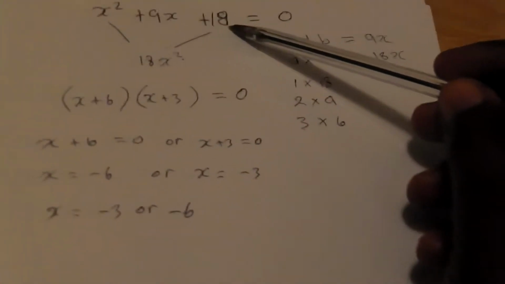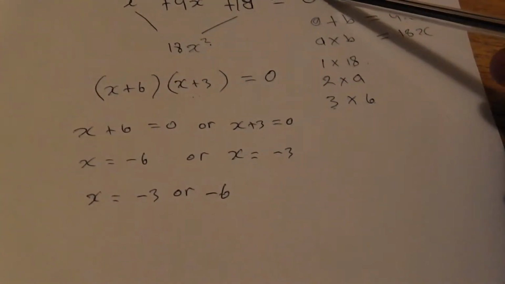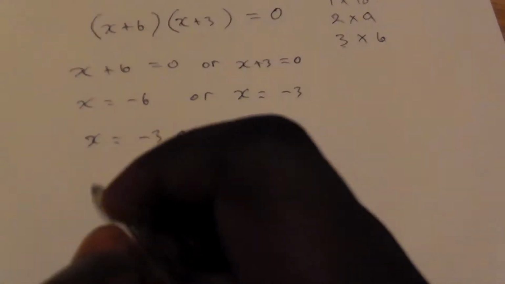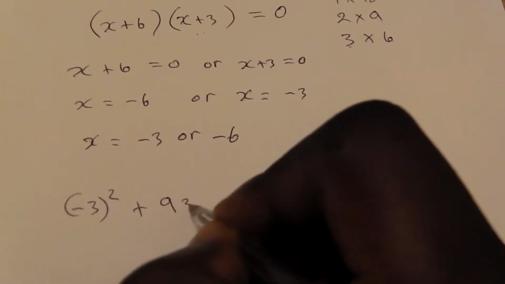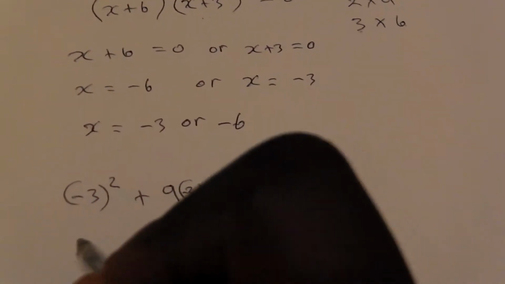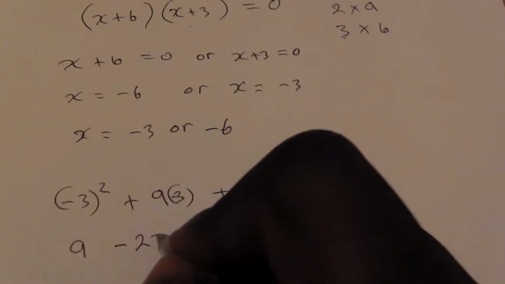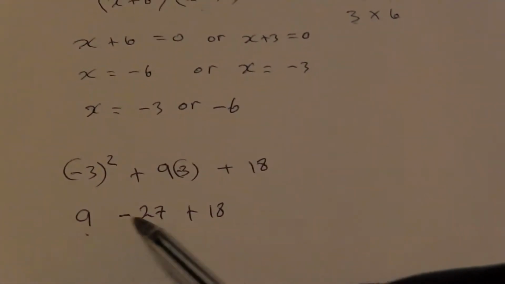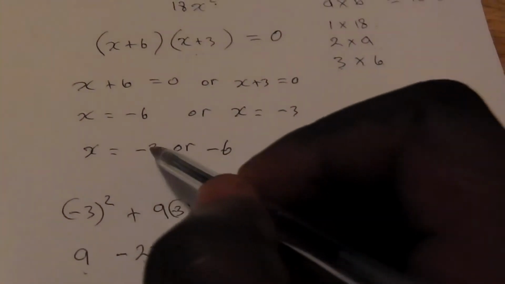So to prove that our method is correct, let's take these roots and put them back into this equation so that you can see if we get 0. Okay, so let's start with negative 3. It will be negative 3 squared plus 9 times negative 3 plus 18. Negative 3 squared is equal to 9, and 9 times negative 3 is negative 27, plus 18. If you say 9 minus 27 plus 18, you get 0. So negative 3 is correct.